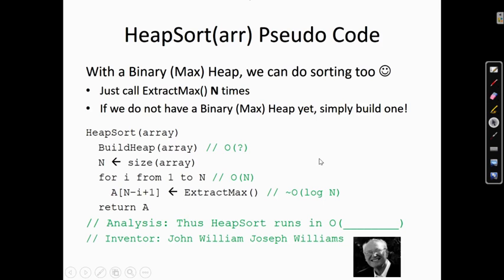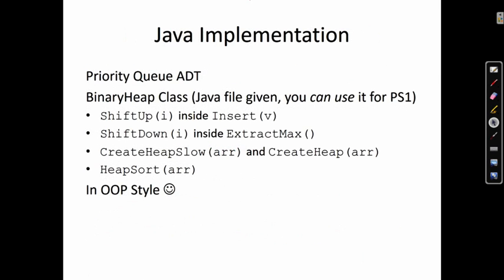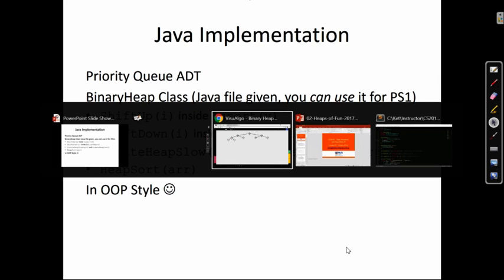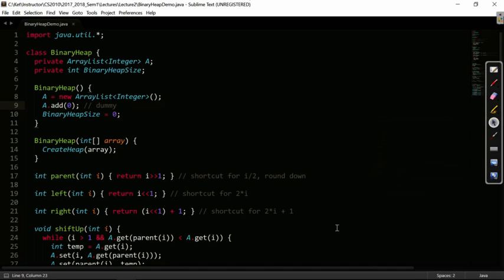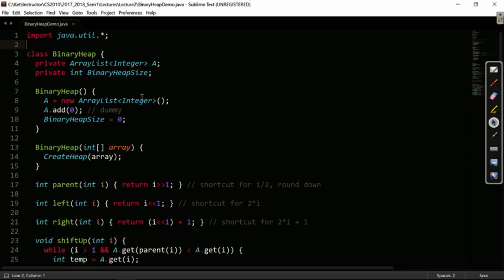So, okay, this one's done. Heap sort, created by John William Joseph Williams. Okay, let's quickly look at the Java implementation that comes together with your lecture notes. So just very quickly, this is the Java implementation.